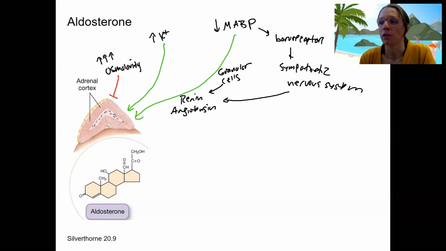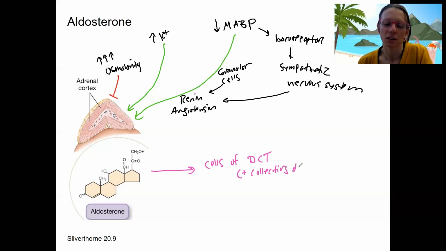So regardless of whether the stimulus is high potassium or low blood pressure, aldosterone is going to be released, and we're going to target the cells of the distal convoluted tubule, also the collecting duct. What are we going to do there? We're going to increase sodium reabsorption and increase potassium secretion.